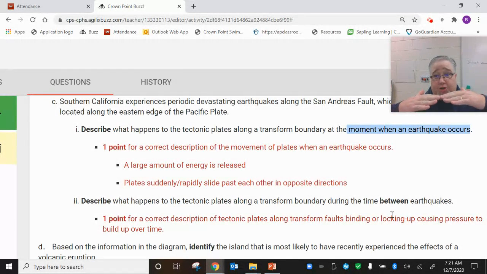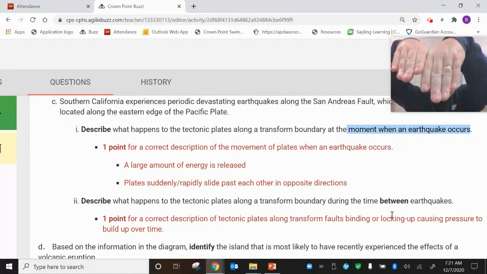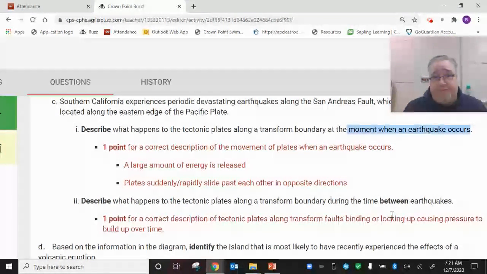So, again, transform is when they're sliding back and forth, right? Plates are sliding back and forth. So, when there's an earthquake, it is a sudden change. That means the plates move fairly quickly. All right, a tremendous amount of energy is released and an earthquake can happen. So you have to talk about this like sudden movement. That's important for an earthquake.